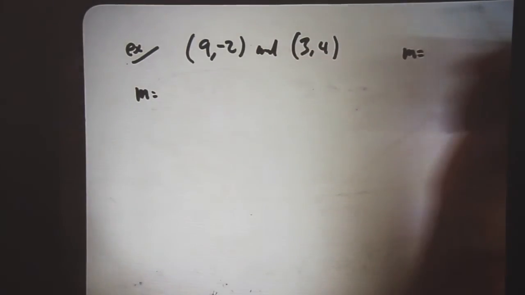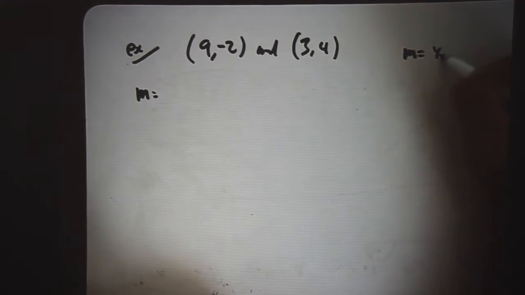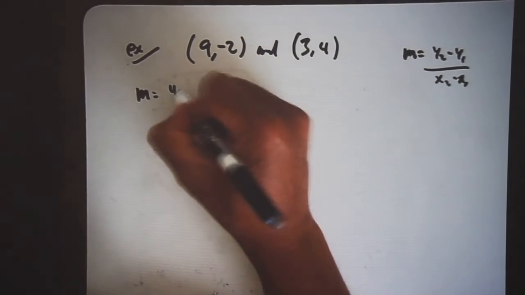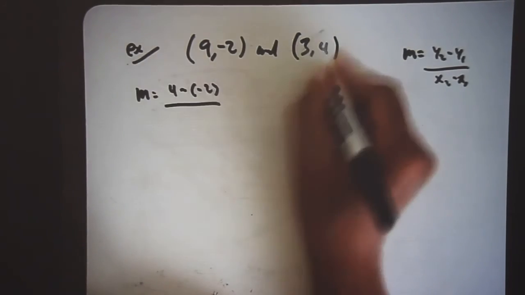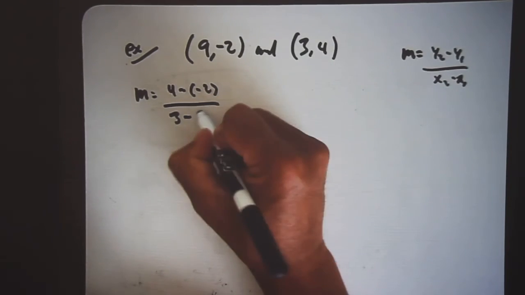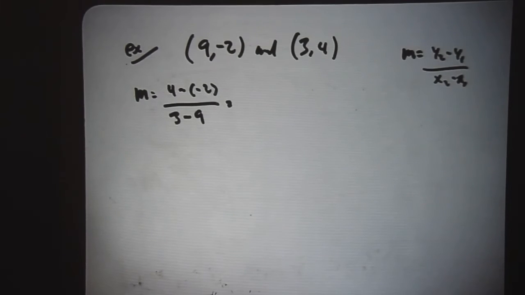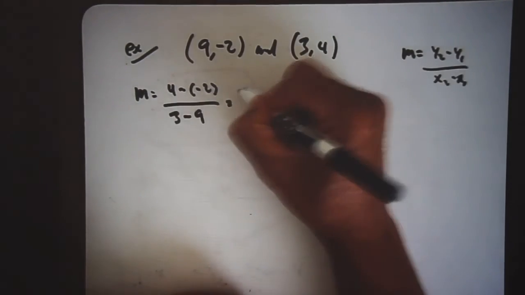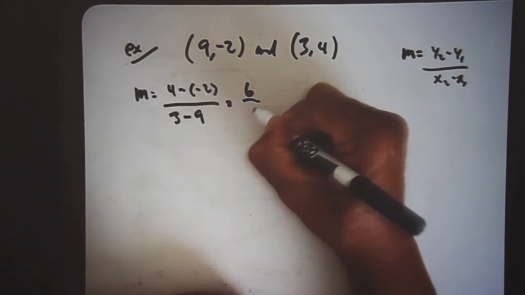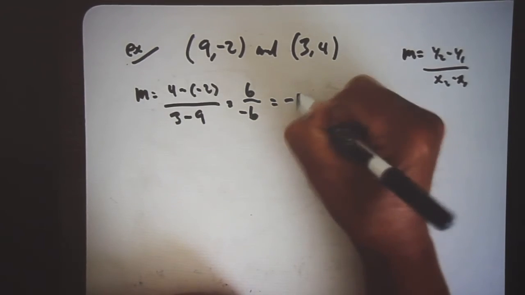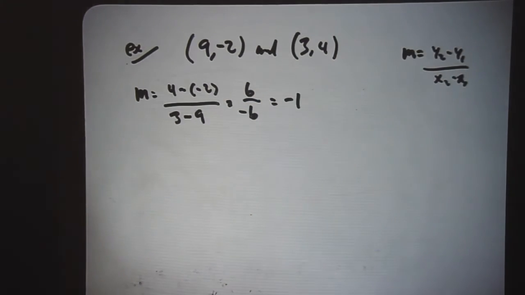So again, the way we calculate slope, it's y2 minus y1 over x2 minus x1. So that means we can do 4 minus a negative 2, and then 3 minus 9. And again, good practice for your integer work. You got to get really good at integer work here in algebra. 4 subtract negative 2 makes that 4 plus 2, or 6. 3 minus 9 gives us a negative 6. So 6 divided by negative 6 gives us negative 1 as the slope of the line.